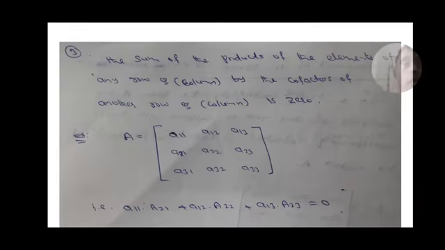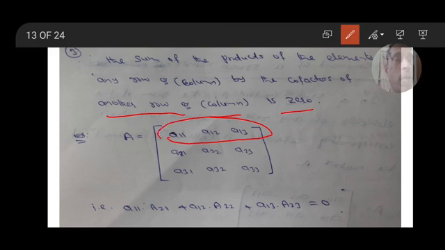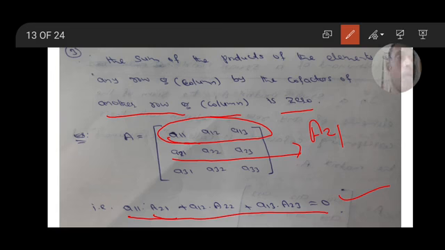Third note: the sum of the products of the elements of any row or column by the cofactors of another row or column is 0. If you take a11, a12, a13 and multiply with the same row's cofactors, the resultant value is the determinant. If you multiply with another row's cofactors, say the second row cofactors A21, A22, A23, then the resultant is 0.